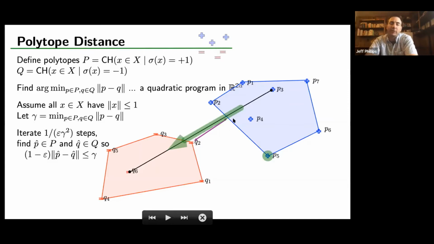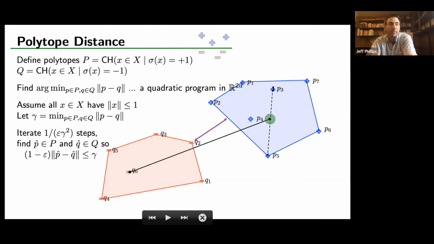And then I'm going to flip the direction in the green arrow from the positive to the negative and find the most extreme point, let's say that's P5, in the positive polytope. Okay. Now I'm going to look at the line between the old point in the positive polytope, which is P3, and the new point, P5, and find the minimum distance from the negative point along that line.